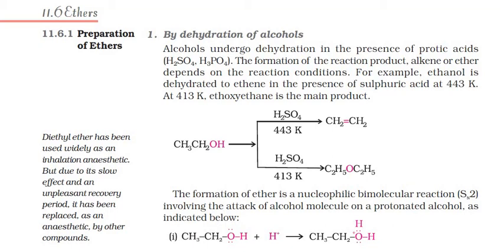Hello everyone. In the last video tutorial we discussed the preparation of ethers. Just recalling the preparation: the first preparation is the dehydration of alcohol, in the presence of protic acid at a specific temperature of 413 Kelvin. That will yield you ether.